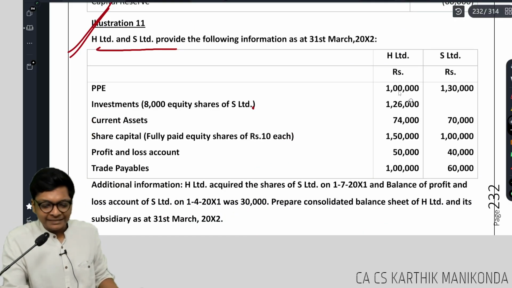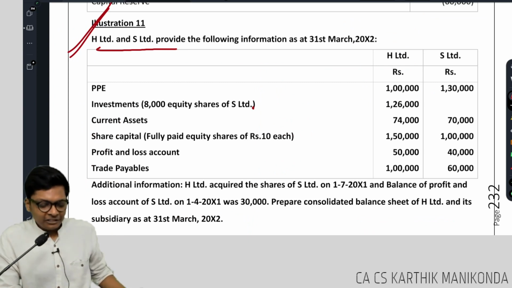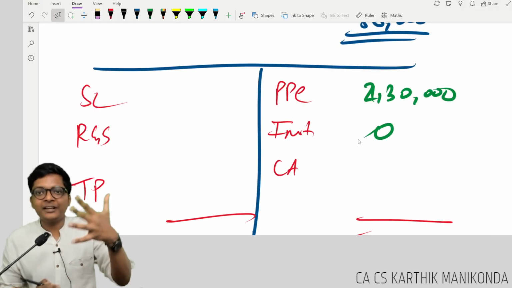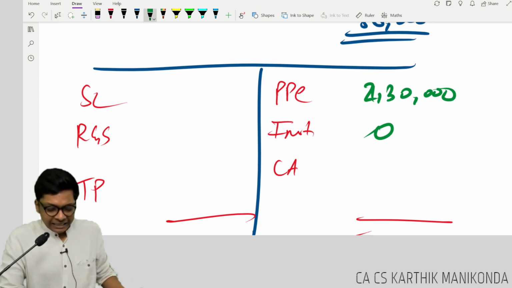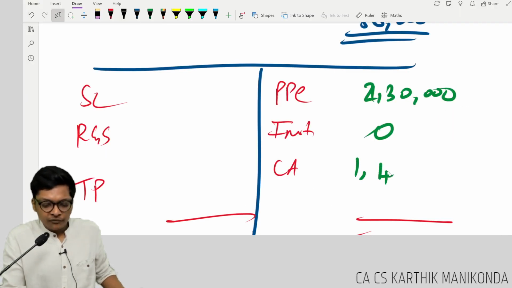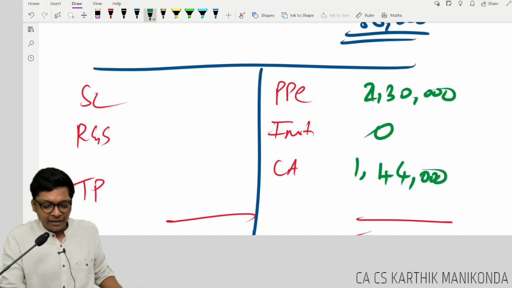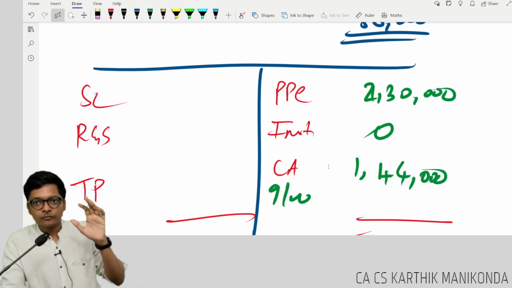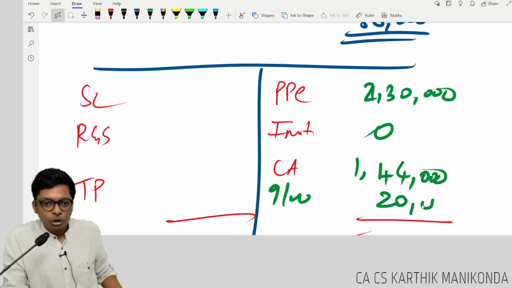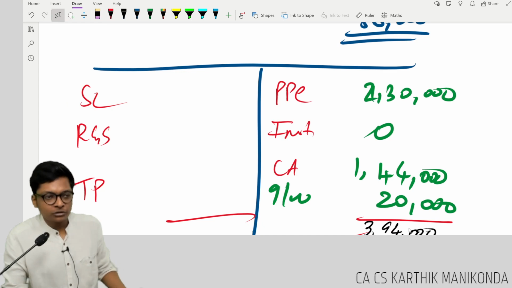Look at the template. PPE is 1 lakh plus 1 lakh 30. So I will write PPE as 2 lakh 30, 1 lakh plus 1 lakh 30. Then investments, what I will write? 0. Investments only, I am doing all the working notes. Step number 5, cost of control, correct? Current assets, 74 plus 70, how much? 1 lakh 44,000. Anything else on the asset side? No. But you have goodwill as per step 5. How much, guys? Goodwill 20,000. So your total will be 3 lakh 94,000.